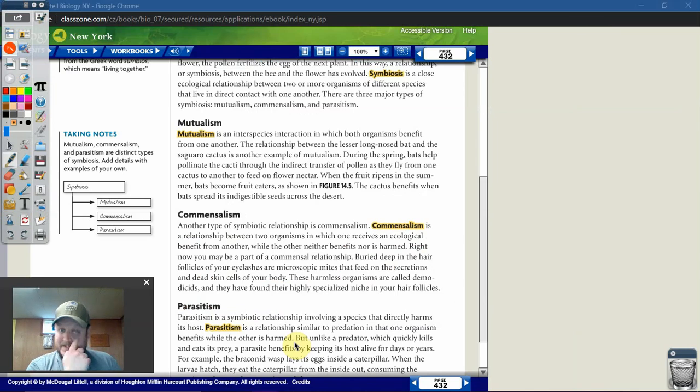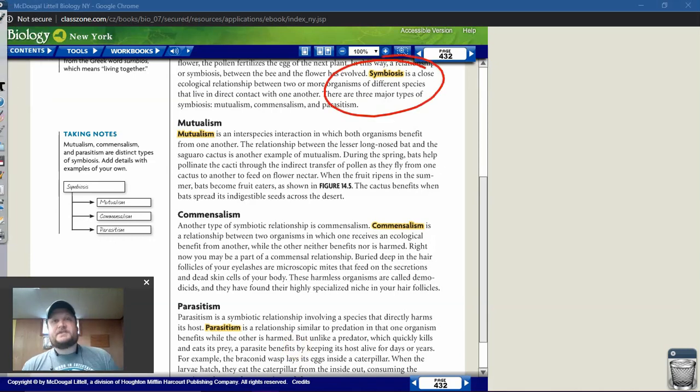Okay, so now I've moved on to the next page. We're on page 432, and this brings us into three different examples of symbiosis. All right, so symbiosis is a close relationship between two or more organisms of a different species that live in direct contact with each other. So they're most likely within the same habitat.